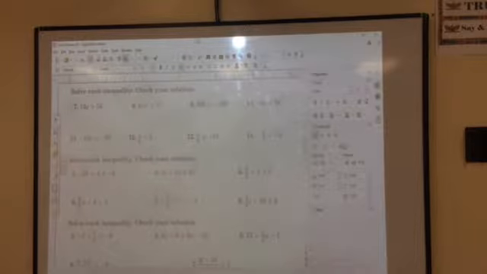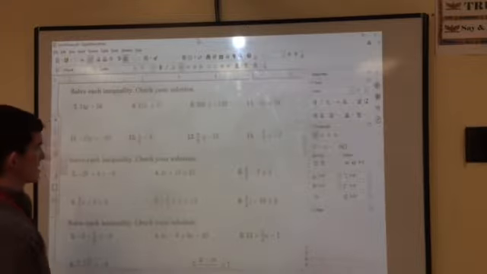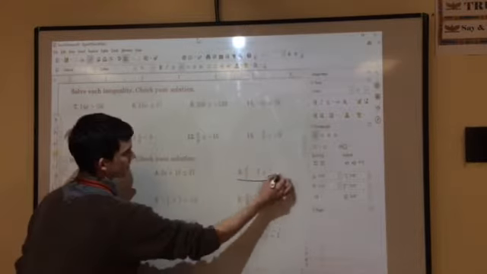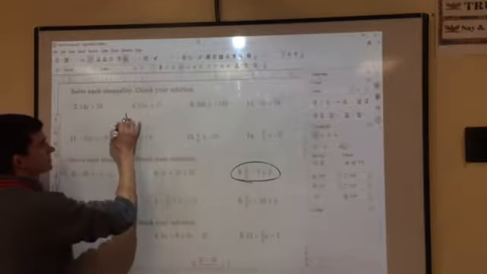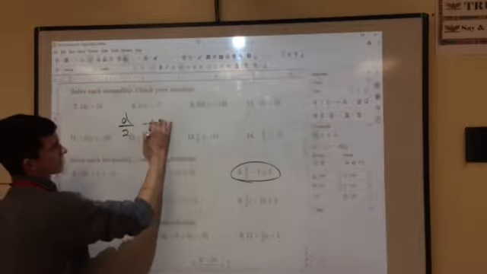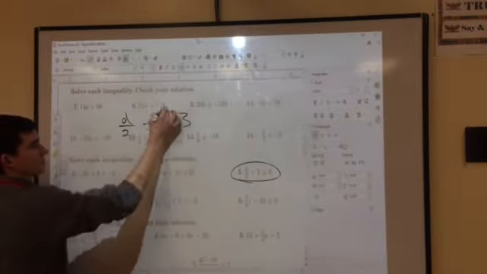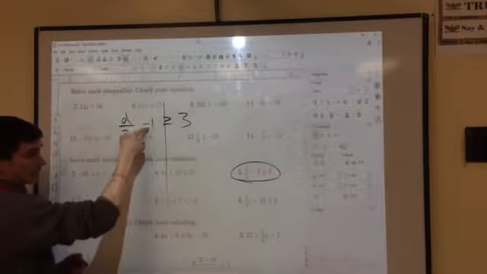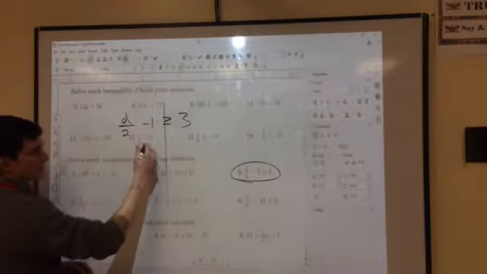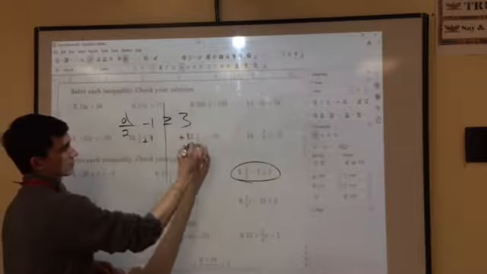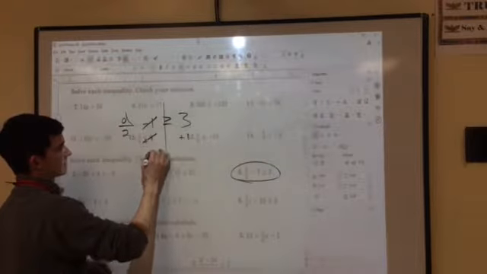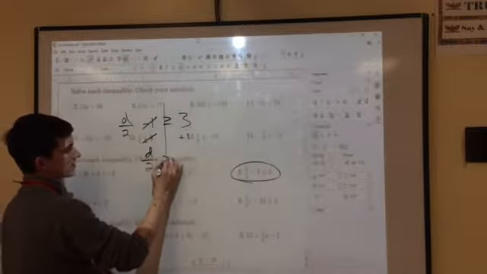Let's see. Number 5. Number 5 says, and I'm talking about this one right here, d divided by 2 minus 1 is greater than or equal to 3. So I'm going to begin, again, by getting rid of whatever's added or subtracted, so that's plus 1, get rid of that. D divided by 2 greater than or equal to 4.